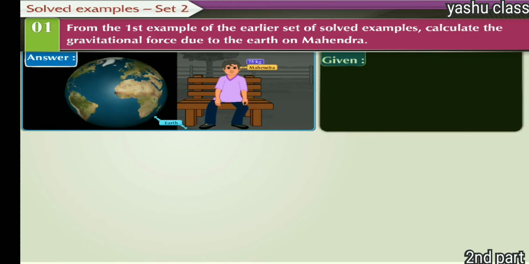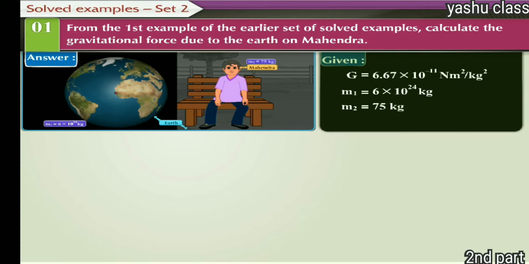Here, G is equal to 6.67 into 10 raised to minus 11 Newton meter square per kilogram square. Mass of the Earth, M1, is equal to 6 into 10 raised to 24 kilograms. Mass of Mahendra, M2, is equal to 75 kilograms. Small r is equal to the distance between Mahendra and the Earth, which is equal to the radius of the Earth, which is equal to capital R, is equal to 6.4 into 10 raised to 6 meter.